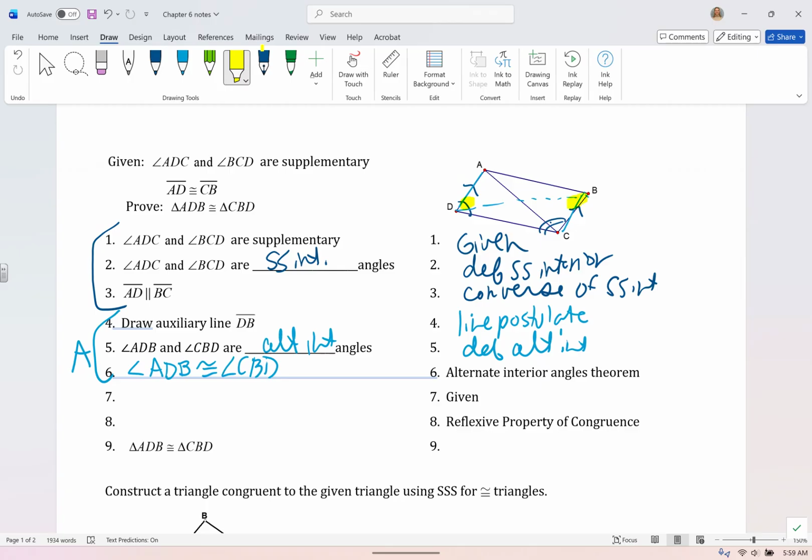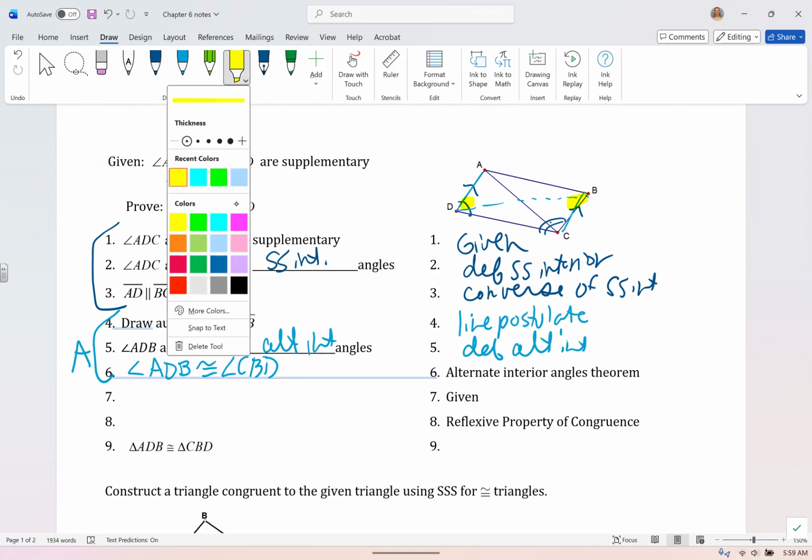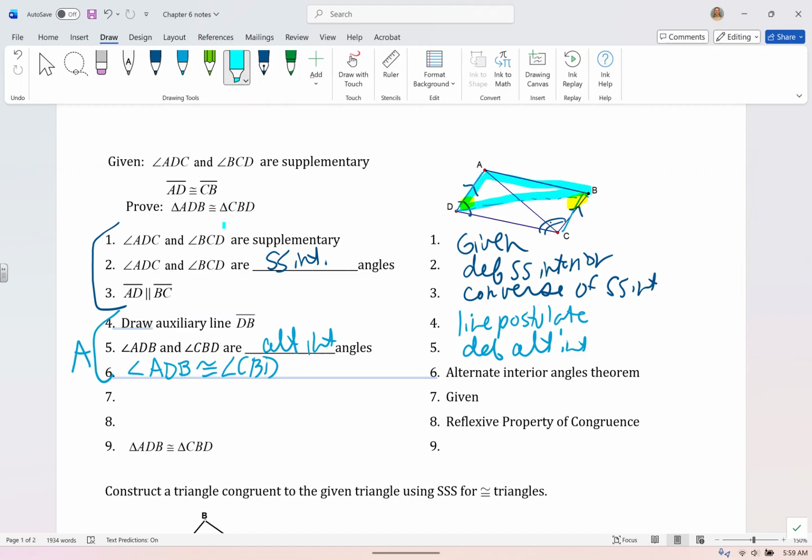So we get an angle between the two triangles that we're trying to show are congruent to each other. What are we trying to show? We're trying to show that the two triangles that are formed because of our auxiliary line are congruent. So this one here is congruent to the one below it. That's what we're trying to show.